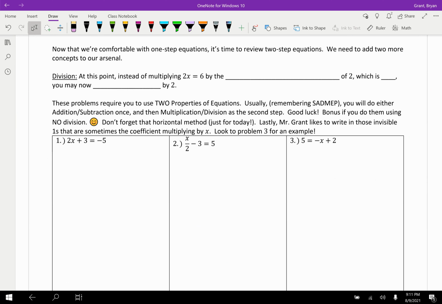Two-step equations is just using two properties of equations. You're going to add or subtract one thing to both sides, and then you're going to multiply or divide. And yes, I said divide because at this point, instead of multiplying 2x by the reciprocal of 2, if this is 2 over 1, the reciprocal is 1 over 2. You may now actually go ahead and divide by 2. 2 is multiplying, so we can divide both sides by 2.